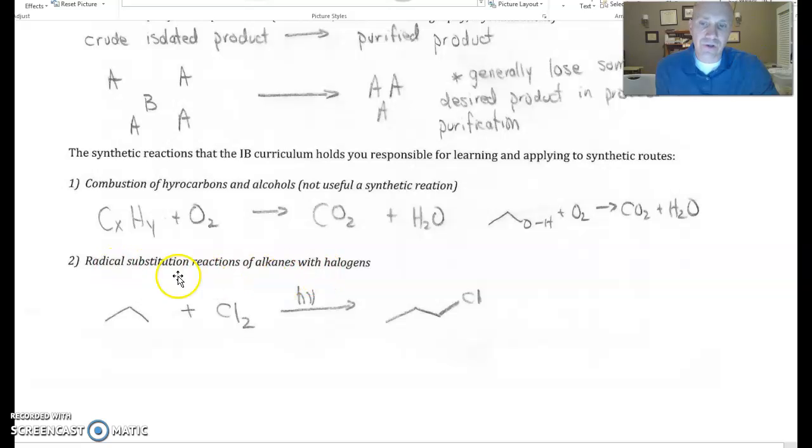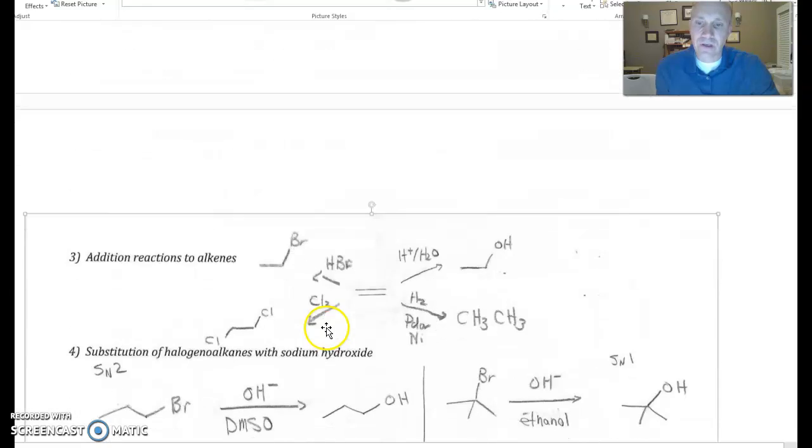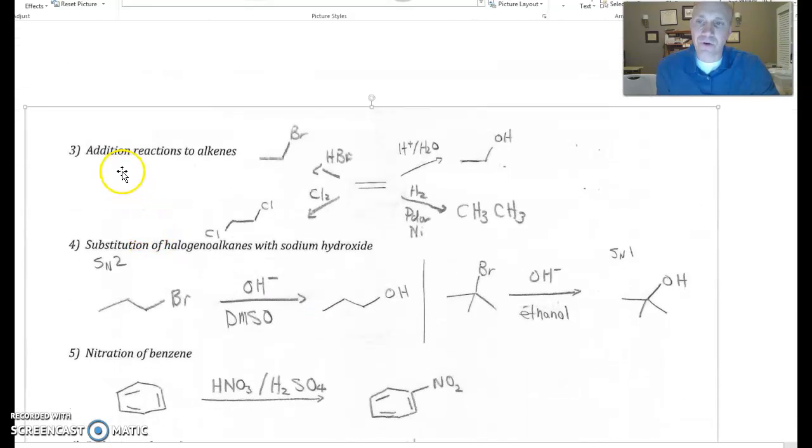The first reaction that you should definitely make sure you remember is radical substitution of alkanes with halogens. Remember that would be a reaction such as this. You're also responsible for knowing addition, any type of addition reaction to an alkene. And remember, there's 4 of those that we learned. Hydration, hydrogenation with either a palladium or a nickel catalyst.